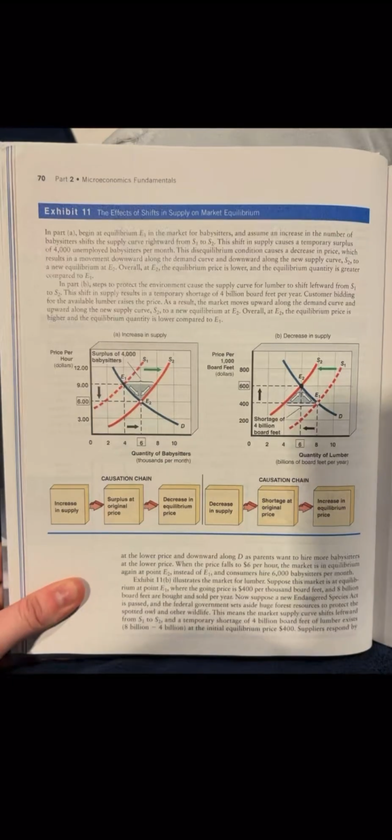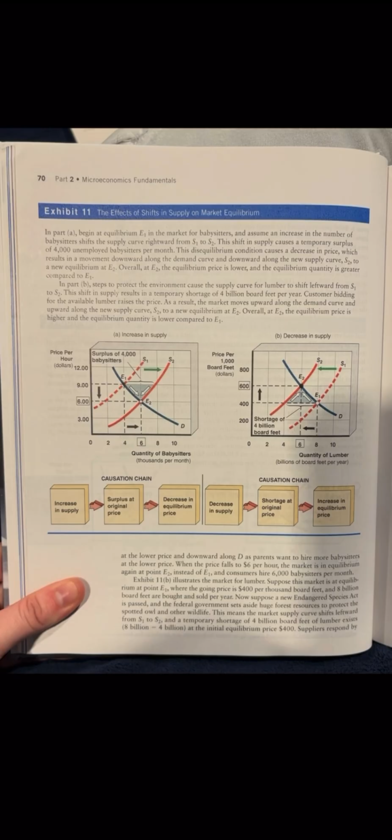Exhibit 11. The effects of shifts in supply on the market equilibrium. In Part A, begin at equilibrium 1, E1, in the market for babysitters, and assume an increase in the number of babysitters shifts the supply curve rightwards from S1 to S2. This shift in supply causes a temporary surplus of 40,000 unemployed babysitters per month. This disequilibrium condition causes a decrease in price, which results in a movement downwards along the demand curve and downward along the new supply curve, S2, to the new equilibrium at E2. Overall, at E2, the equilibrium price is lower, and the equilibrium quantity is greater compared to E1.